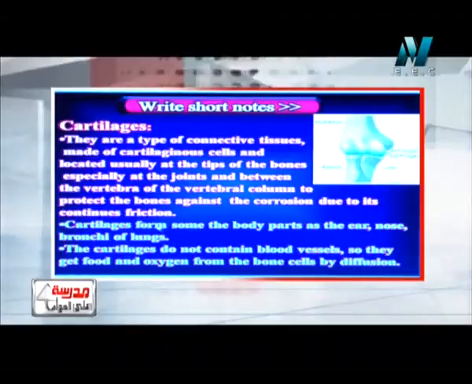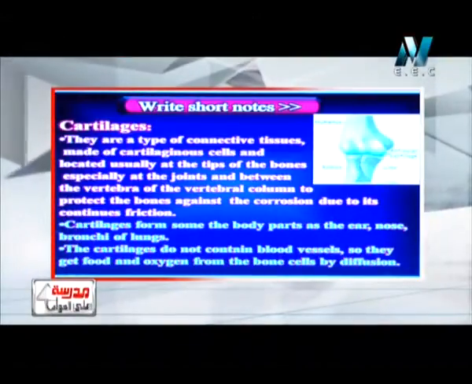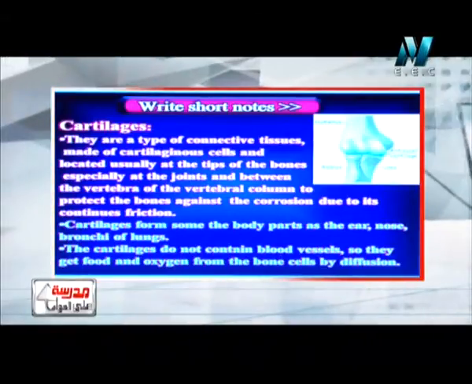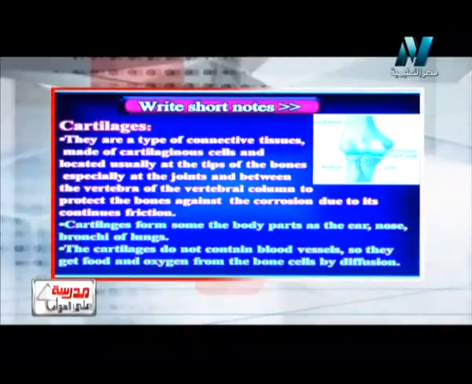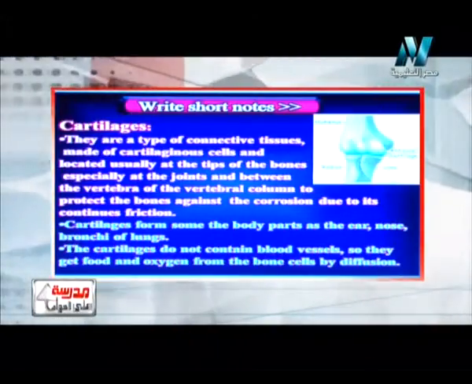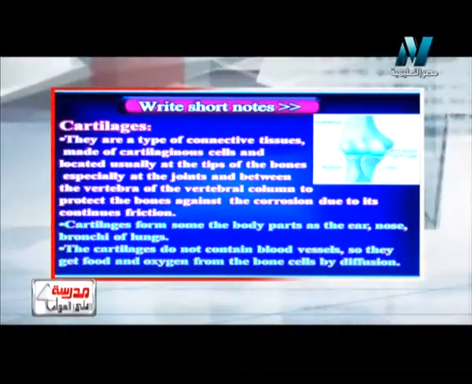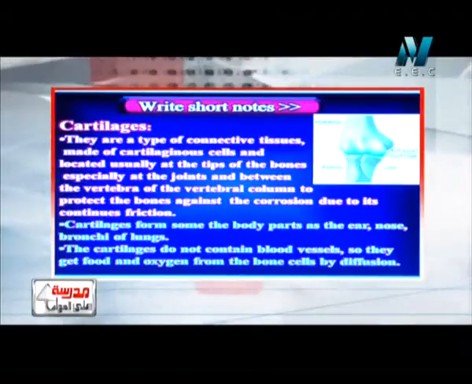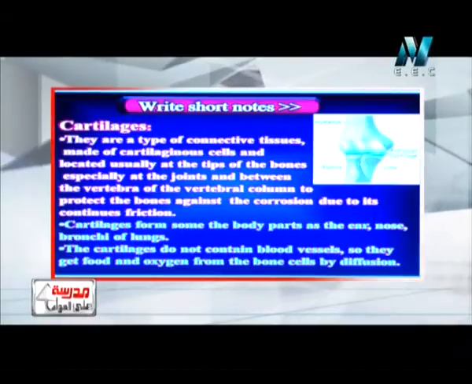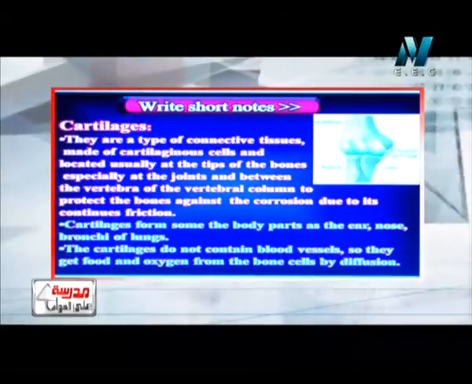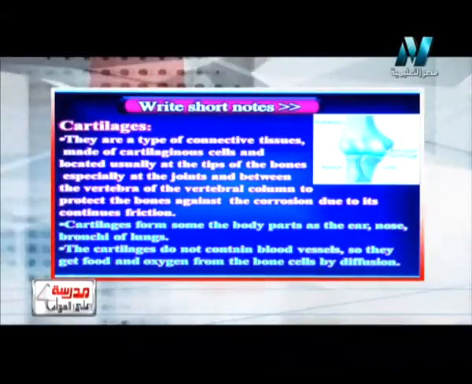Cartilage also forms some body parts, such as the ear, the nose, and the bronchi of the lungs. It sometimes gets eroded in old age. Yes, that is due to the lack of calcium ions, the lack of sufficient amounts of hormones, and the decrease in whole body activity, which may lead to erosion or disintegration of certain parts of the joints. But that can be treated.